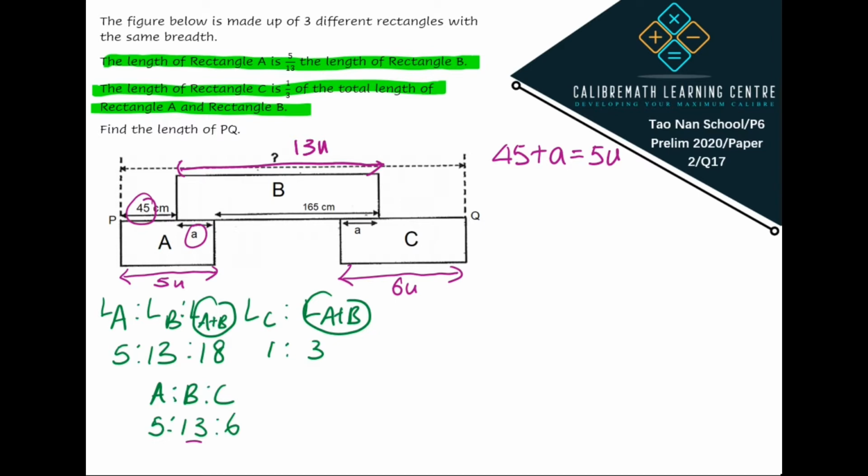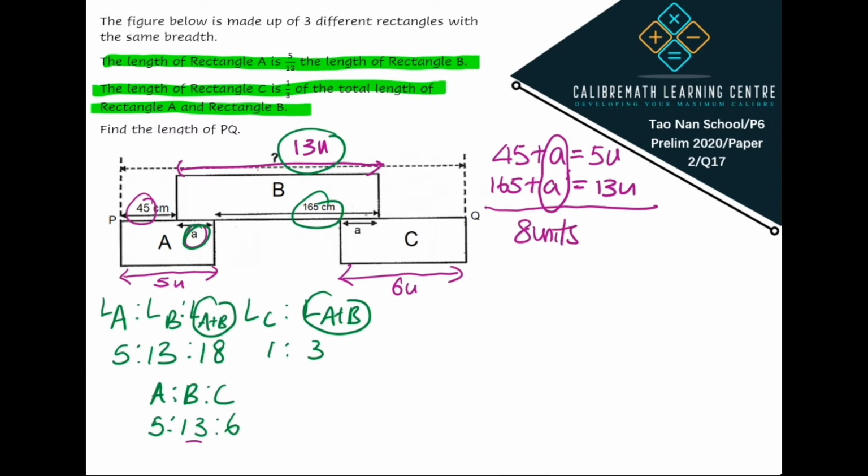And let's look at rectangle B. We will be able to observe something similar to the 165 cm, and the A over here actually is what made up the 13 units. So we can form the second statement. 165 plus A is equals to 13 units. So I believe you know that the strategy we're going to apply here is your let's kill. So we know A is already the same, so we can go ahead and apply the strategy straight away, and you will be able to get that 8 units is equivalent to 120. So you will find out that 1 unit is 120 divided by 8, which gives us 15.